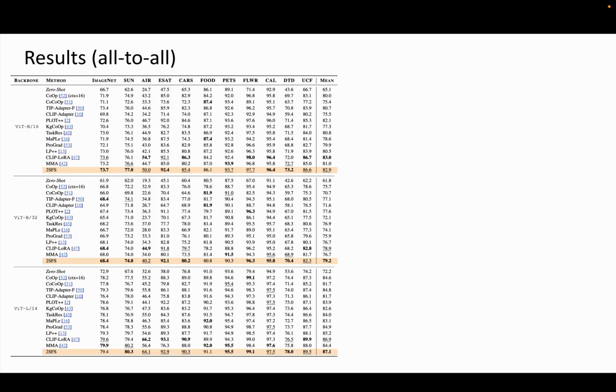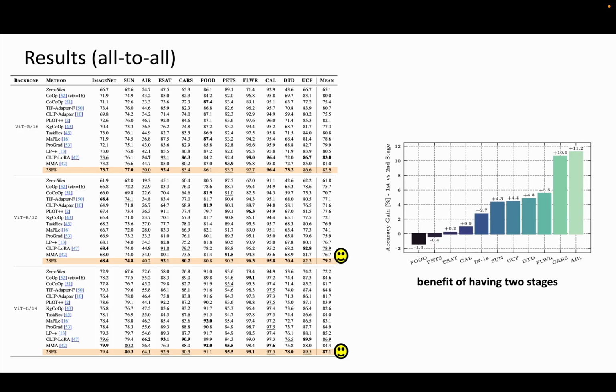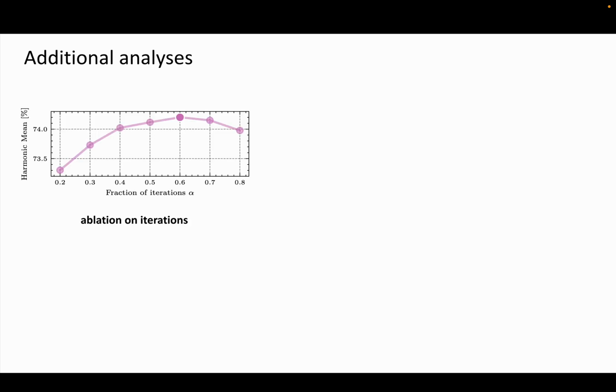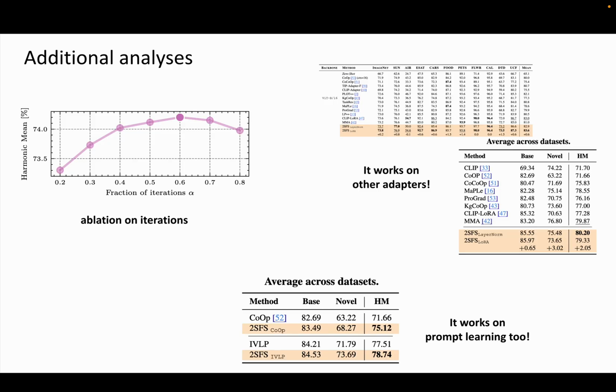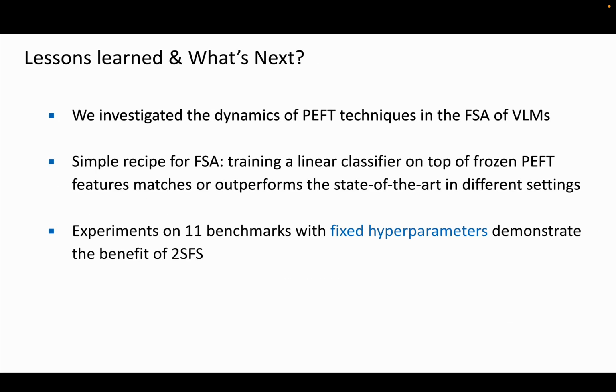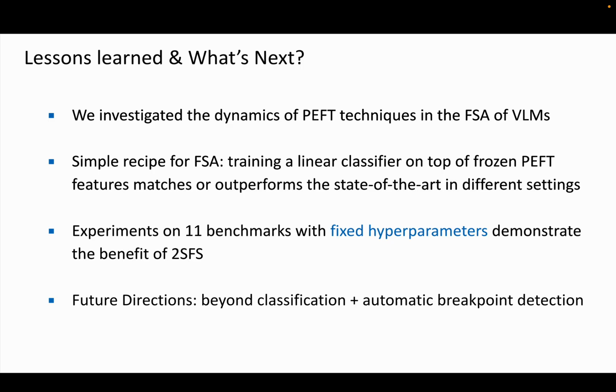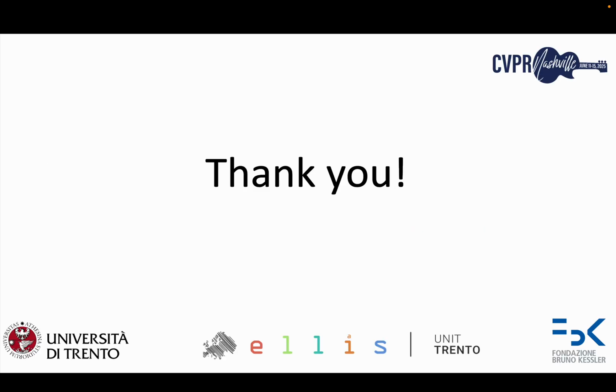And we see good results matching or outperforming the state of the art as well in the all-in-all setup where all classes are base classes. And yeah, we have more analysis obviously in the paper as well. The most important caveat would be that this works on prompt learning too. But the core message of the paper is that we propose a very simple recipe for few-shot adaptation. There are many cool future directions, and feel free to stop by at the poster in case you're interested.